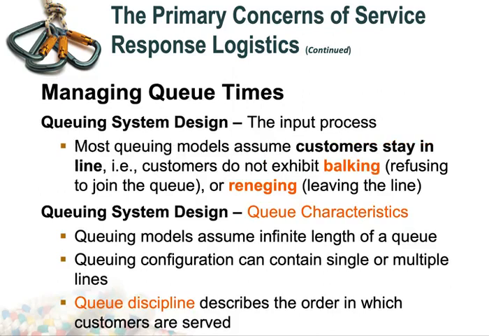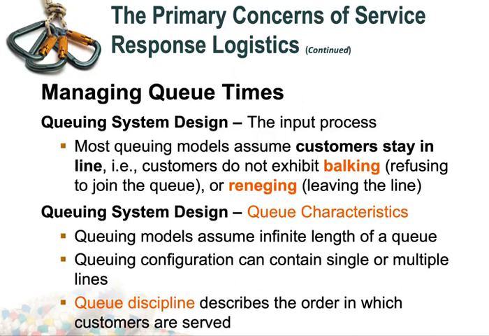And still in queuing system design, the input process: most queuing models assume customers stay in the line. Okay, customers stay in the line. This is very important for us, how to make customers stay in the line. They will not balk, which means refusing to join the line. And we see that many people are queuing and then they just leave. It is called balking or reneging, leaving the line. So they queue in the line and then suddenly they leave, and that is not a condition that we want. So we need to make sure that the customers stay in the line.